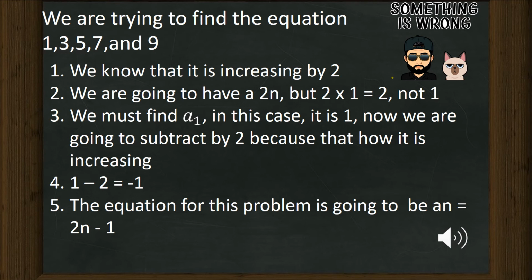We must find a_1. In this case, it's 1. Now we are going to subtract 2 because that's how it increases. 1 minus 2 equals negative 1. The equation for this problem is going to be a_n equals 2n minus 1.